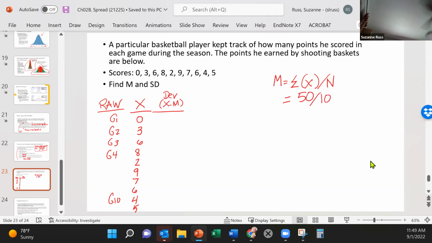Divided by 10 equals 5. So in this case, the mean of this distribution is 5. So let's figure out each deviation.